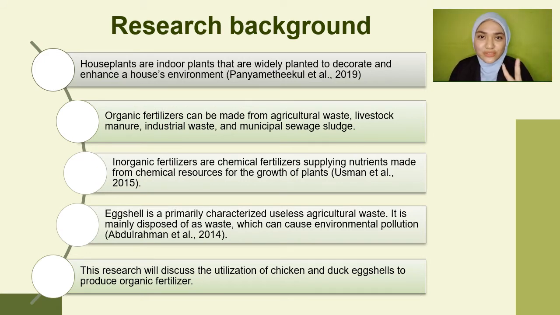In general, there are 2 types of fertilizer, which are organic and inorganic fertilizer, which provide the essential chemical ingredients to grow the plant. Organic fertilizer can be made from agricultural waste, livestock manure, industrial waste, and municipal sewage sludge. Meanwhile, inorganic fertilizers are chemical fertilizers supplying nutrients made from chemical resources for the growth of plants. Therefore, eggshell is primarily characterized as useless agricultural waste, which is mainly disposed of as waste, which can cause environmental pollution. This research will discuss the utilization of chicken and duck eggshells to produce organic fertilizer.